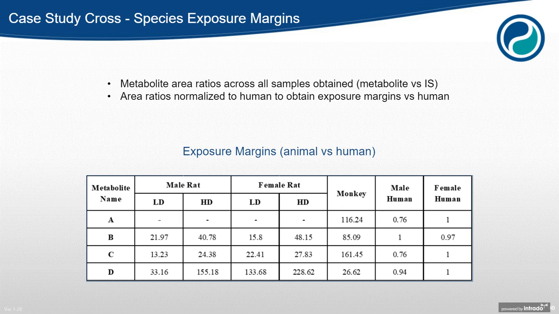So we've now demonstrated that all metabolites observed in human that were greater than 10% of total drug-related exposure are observed at greater exposures in one or more of the safety species.